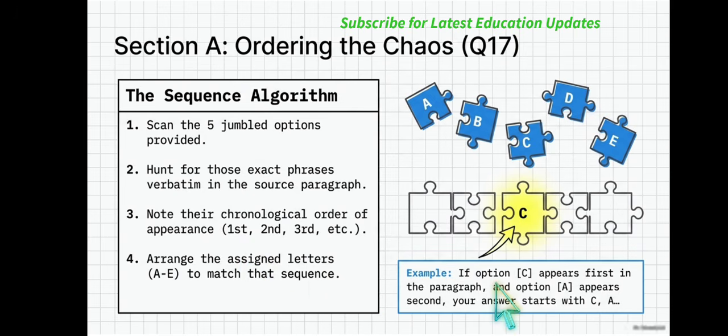For example, if option C appears first in the paragraph and option A appears second, your answer starts with CA. That is how CA comes here, right? This kind of ABCD has come in the Grand Test and Pre-Final also. So if the order matches, don't mind putting the order in the same ABCD, right? But you have to always think logically and sequentially whether the sentence is exactly put in the right order or not, right? So these are the simple techniques for our Section A.